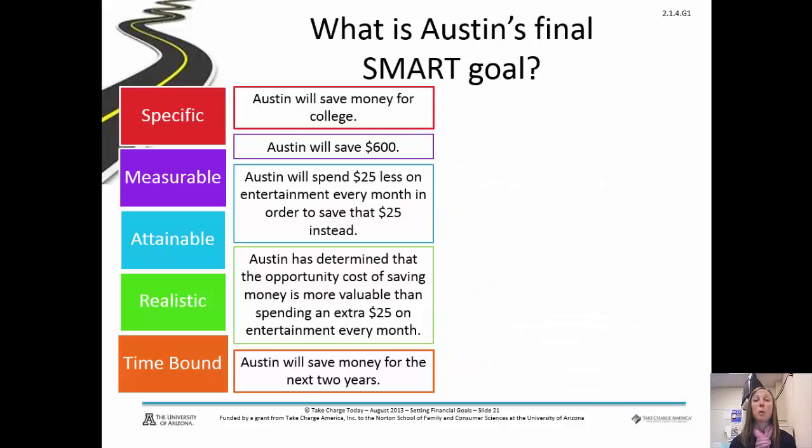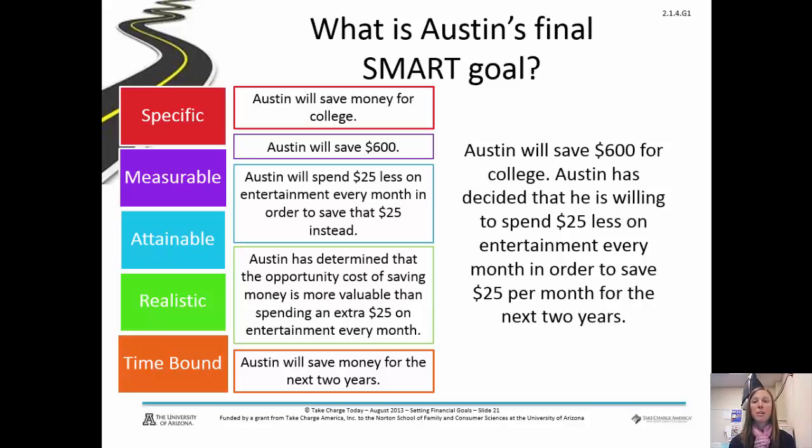So his final SMART goal, if he had to write that all in 1 or 2 sentences: Austin will save $600 for college. Austin has decided that he is willing to spend $25 less on entertainment every month in order to save $25 per month for the next 2 years.